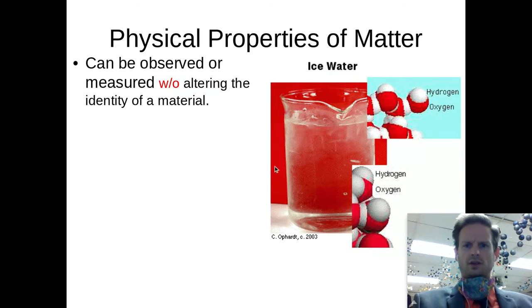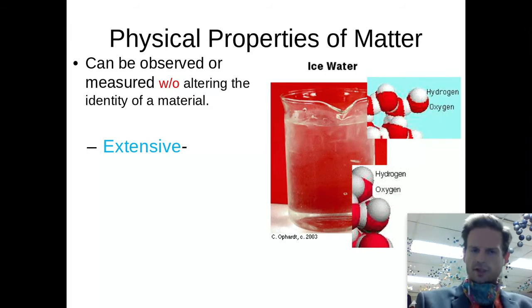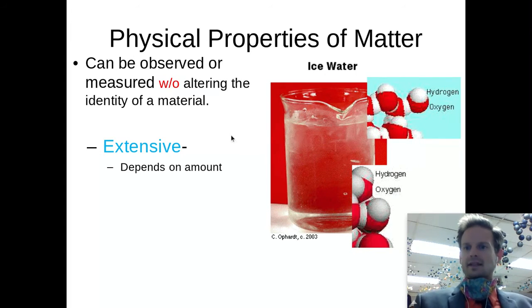And so we want to think in those terms, and we're looking at it with our eyeballs, but really what we want to be able to do later on this year is think about what's going on underneath what we can see. And so we have an extensive physical property, which is something that depends on the amount that's there. All right. So what's an example of an extensive property?